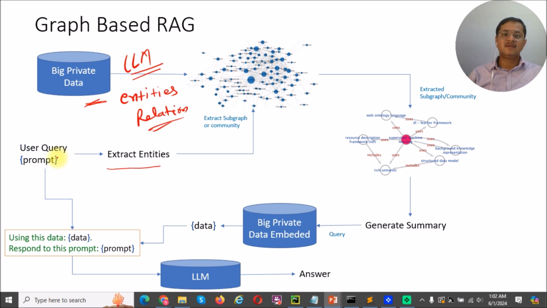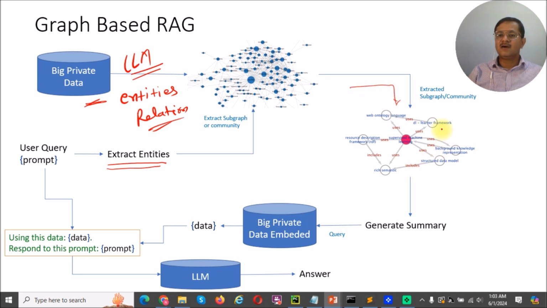Now suppose your user query is: find the cheapest hotel near a historical place. In that case, the first task is to extract the entities from the query. So your entities will be the name of the historical place and hotel. You will search in this knowledge graph and identify the entire subgraph or community which is closely connected with those entities, like the historical place name and hotels. So you will find a community which contains the historical place name and all the connected hotels and their prices. Now extract those things.